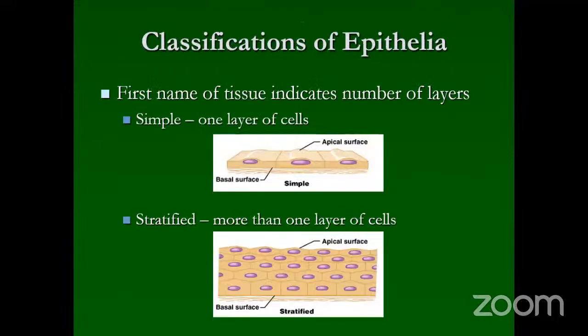So how are the names of epithelia given? Always the first name of the tissue indicates the number of layers present. Simple epithelium means only one layer of cells is present. You can see here, only 1, 2, 3, only a single layer. Then stratified means more than one layer of cells. Here you can see in the figure, you have the basal surface and the apical surface at the top.